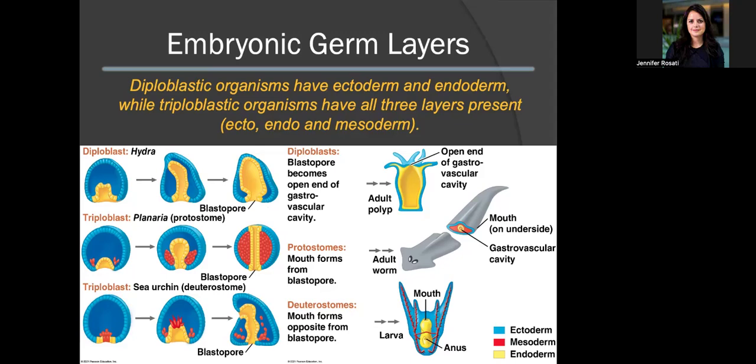In diploblasts, the blastopore becomes the open end of the gastrovascular cavity, thus acting as the mouth as well as the anus. Triploblasts can be termed protostomes or deuterostomes. If you recall, in protostomes, the mouth forms from the blastopore, whereas in deuterostomes, the mouth forms opposite to the blastopore, meaning that the blastopore becomes the anus.